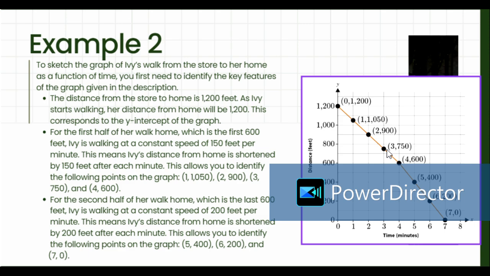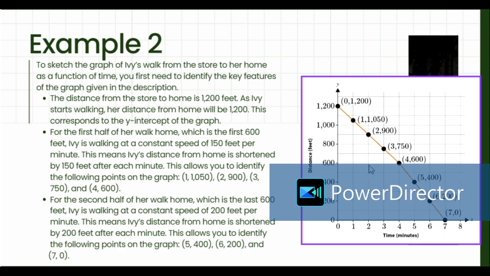This allows you to identify the points on the graph up to 600, because that's when her slope, her rate of speed, changes. For the second half of her walk home, which is the last 600 feet, Ivy is walking at a constant speed of 200 feet per minute. This means Ivy's distance from home is shortened by 200 feet after each minute. So now we're dropping 200 feet instead of 150 for each minute.